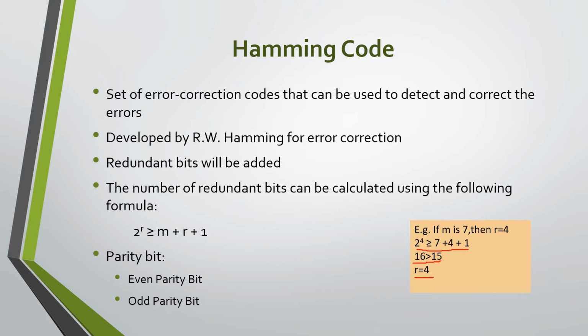Even parity bit means that for a given set of bits the number of ones is counted. If the count is odd, then the parity bit value is set to 1, which makes the total count of ones even. If the total number of ones in the given set is already even, then the parity bit value is set to 0. So this is the even parity bit, which makes the total number of ones in the given string even.